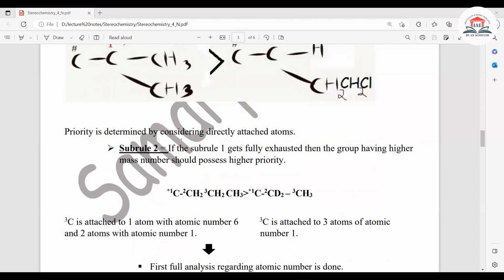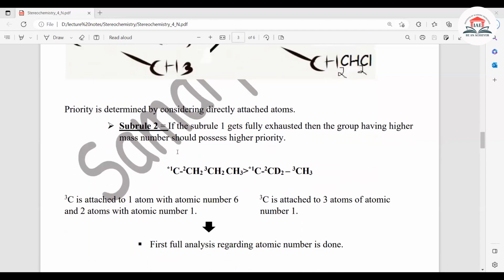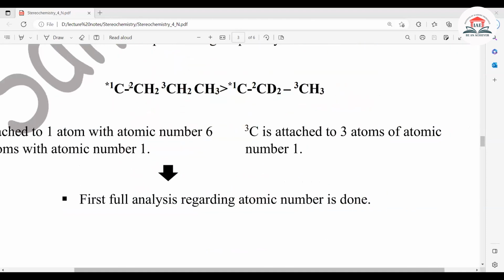Priority is determined by considering directly attached atoms. Subrule 2: if subrule 1 gets fully exhausted, like if you cannot determine the priority using subrule 1, then the group having higher mass number should possess higher priority. Look at this example: CH2, CH2, CH3 and CD2, CH3. Okay, in this case, excellent.